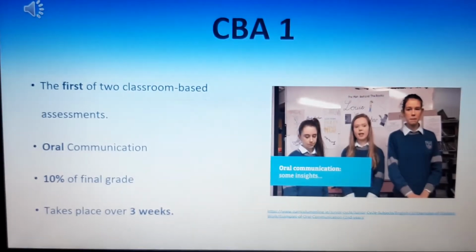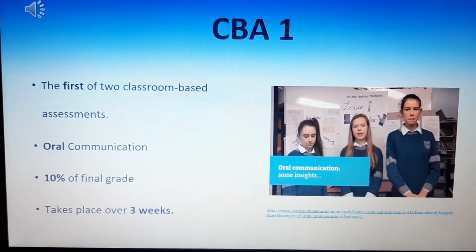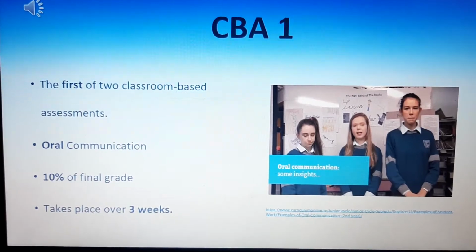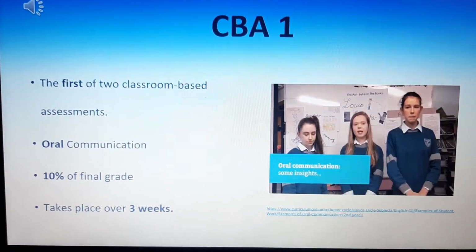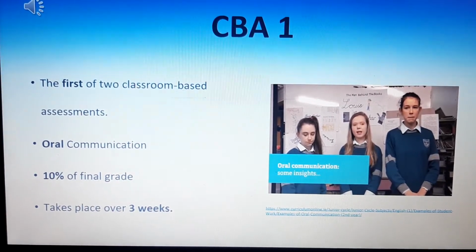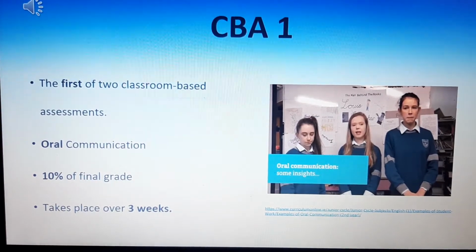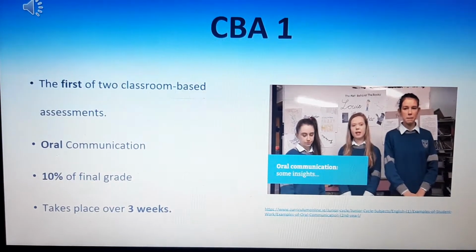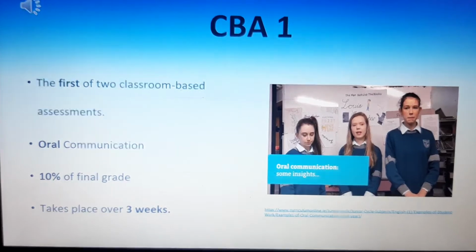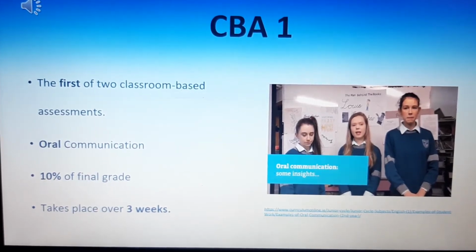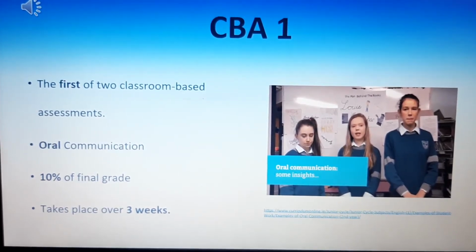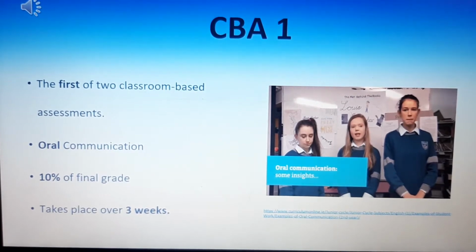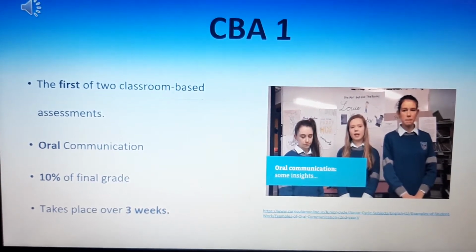CBA1. There are two CBAs in the junior cycle. The first of the CBAs, CBA1, is oral communication based. It will be worth 10% of the final grade, and it takes place over 3 weeks. Click the link on the right hand side to see some student examples of CBA1.